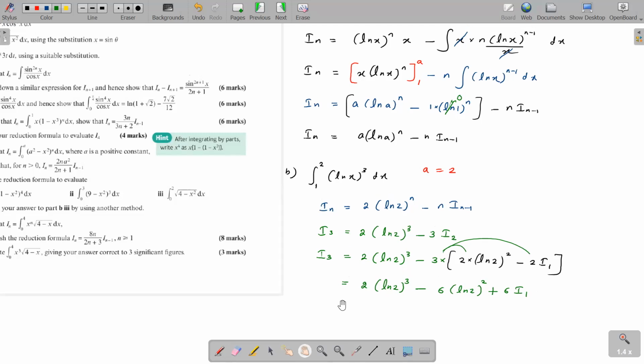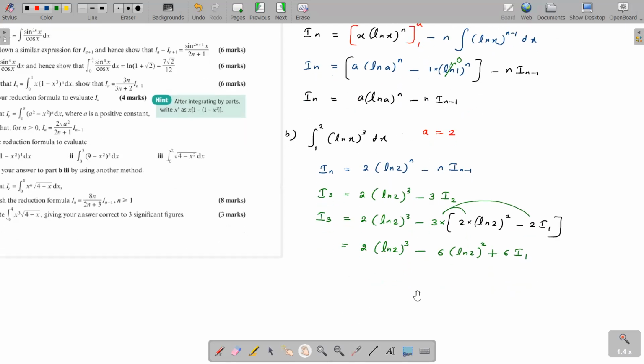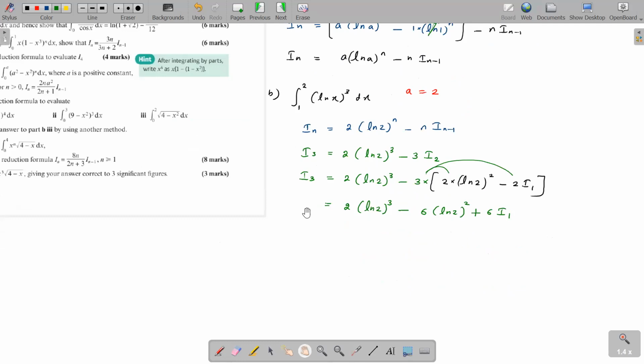Okay, then for I_1, what can we do? Is it easy to get I_1? No, right? I think we'll go until I_0. So going until I_0: 2 (ln 2)^3 minus 6 (ln 2)^2 plus 6 times I_1. For I_1, go to this equation, replace n with 1. 2 times (ln 2) to the power 1 minus, replacing n with 1 here, 1 times I_0. Are you with me?